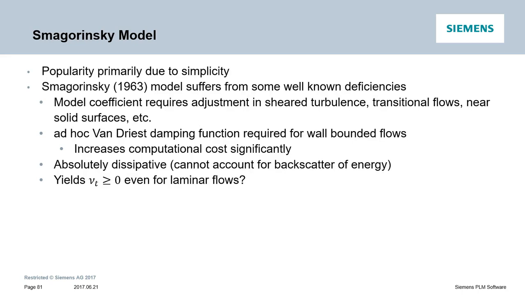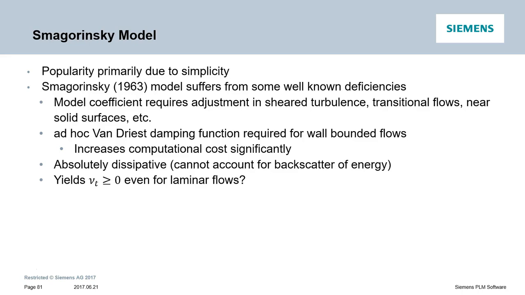But the model coefficients require adjustment in shear turbulence, transitional flows, and flows near solid surfaces, essentially for the flows for which that constant was not calibrated. Also, it needs this ad hoc Van Driest damping function for wall bounded flows. That means the wall distance calculation is required, hence leading to an increase in computational cost. And therefore this model should be avoided for large scale computations on complex geometries. It's however useful for reference simulation since it is the original algebraic subgrid scale model formulation.